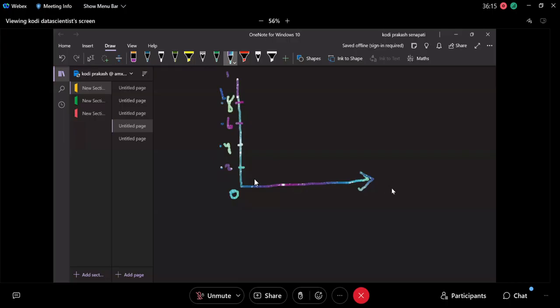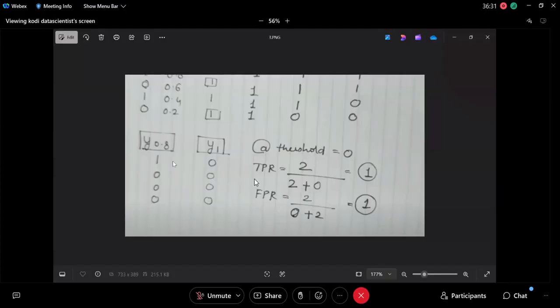So is this FPR or TPR? Is the X-axis FPR or TPR? FPR. And the Y-axis is TPR. So when I try to calculate probability, can I get some data points, guys? Let's try to understand. At threshold 0, what is the TPR formula? TP by TP plus FN, correct?